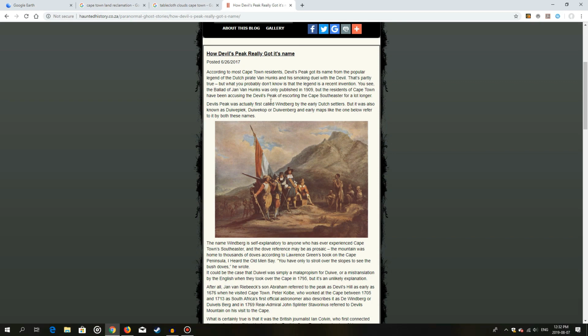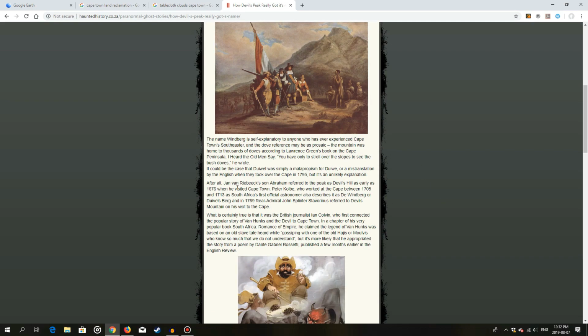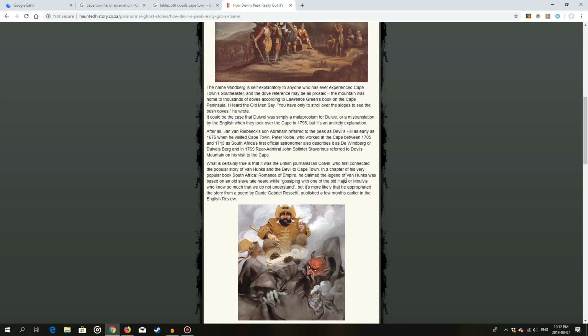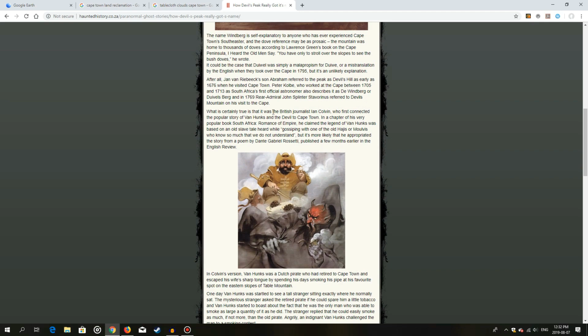Devil's Peak was actually called Windberg, or Wind Mountain, by the early Dutch settlers, but also known as Duiven Peak, Duivenkop, or Duivenberg, which is Dove Peak or Dove Mountain. Let's just see. Duivel is a malapropism for duive, devil for doves, basically. But there's also the story there.